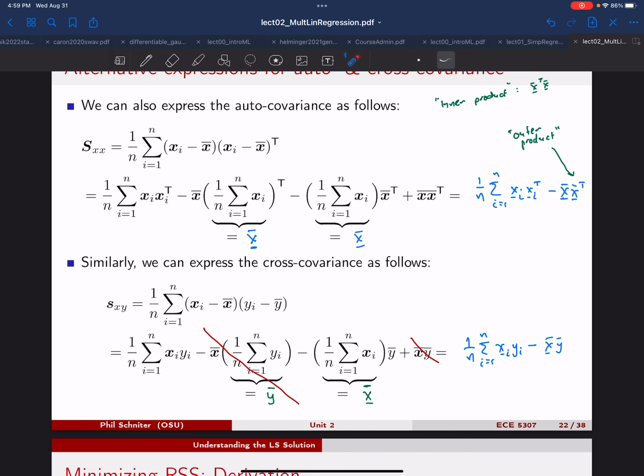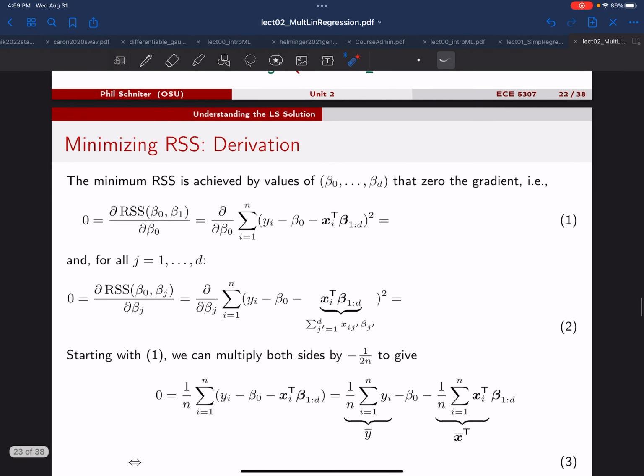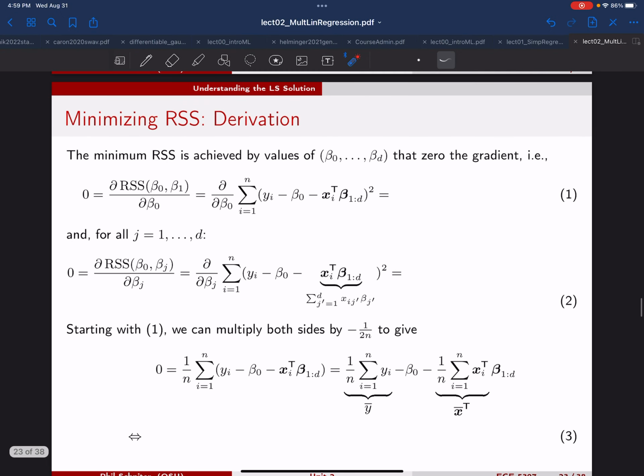Okay, so we're almost ready to use these quantities. Is everybody good? All right, so let's finally do this derivation for the alternate expression for the betas that minimize the RSS. Actually, I'm noticing that there are some small typos here. So this should be the beta 1 through d vector, and this should also be the beta 1 through d vector.